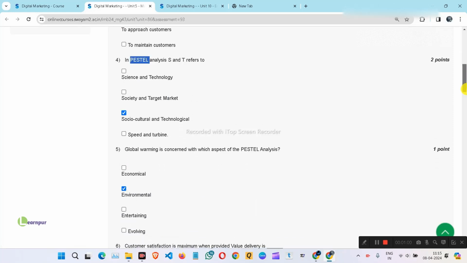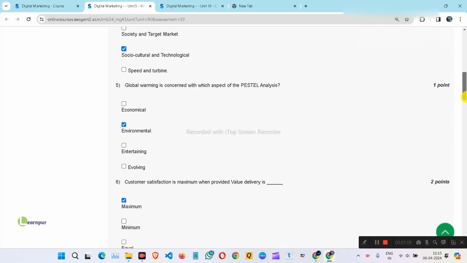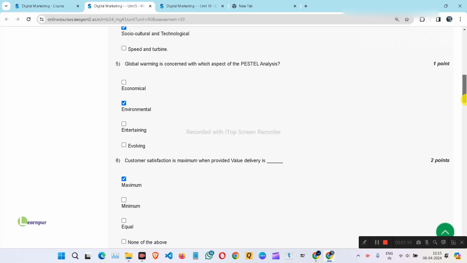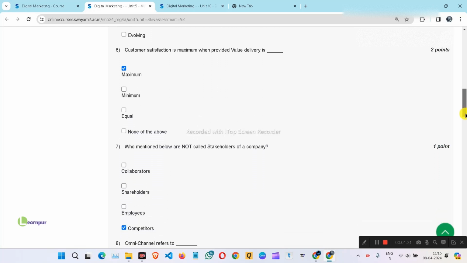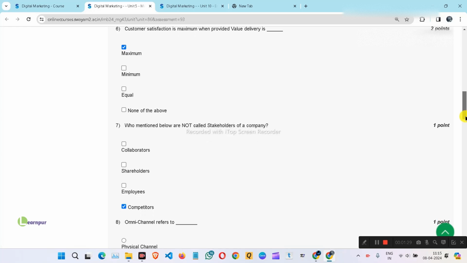And fifth question, global warming is concerned with which aspect of PESTLE analysis? It will be option B, environmental. In question number six, customer satisfaction is maximum when provided value delivery is maximum, option A. In question number seven, who mentioned below are not called stakeholders of a company? The answer will be option D, competitors.